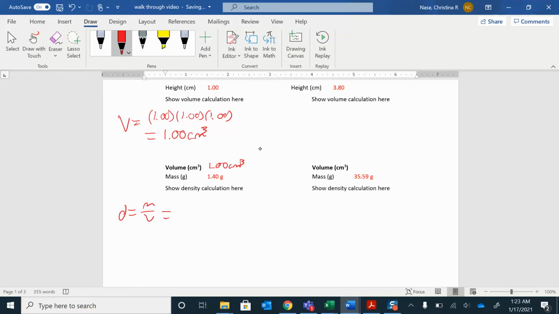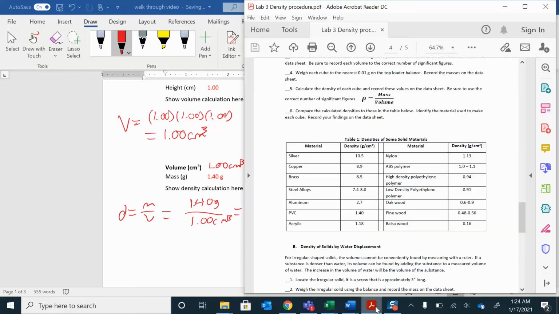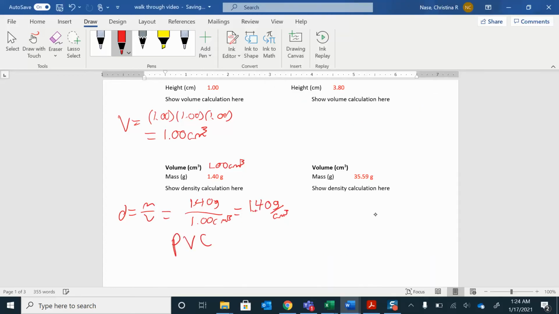Again, I just tared my balance. I put the cube on the balance, and then I got the mass. So mass is 1.40 grams divided by 1 centimeter cubed, and that gives my density. My density is going to be 1.4 grams per centimeter cubed. And now what I'm going to do is go back to the lab and look up the table of densities, and I'm going to look for 1.4. So there it is, 1.4. So PVC has a density of 1.4, so I'm going to assume the identity of that solid is PVC.